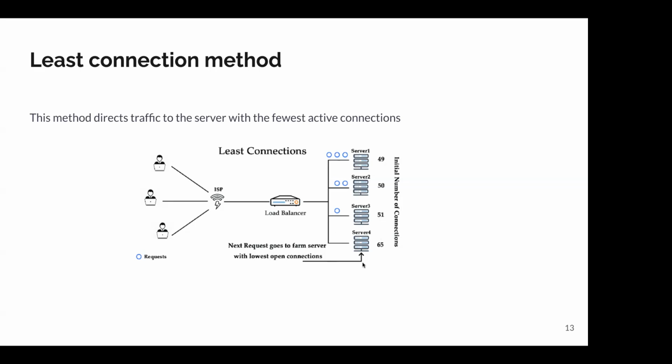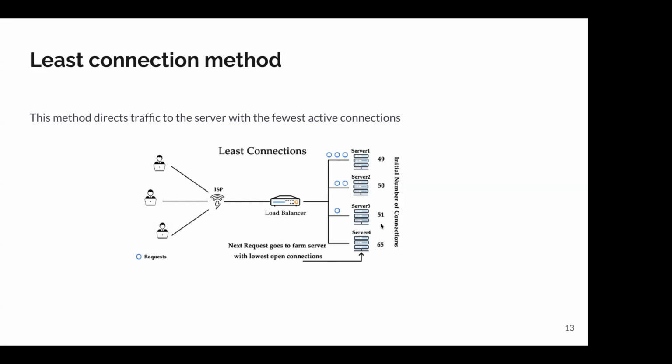49, 50, 51 are the initial connections. So the first request comes and it sees that server 1 has only 49 connections. So the first request goes to server 1. Now it will become 50. Now the second request comes, and server 2 and server 1 have the same number of connections, 50 and 50, right? So in that case, round robin would be used. So the request would go to server 2. Now it has become 51.